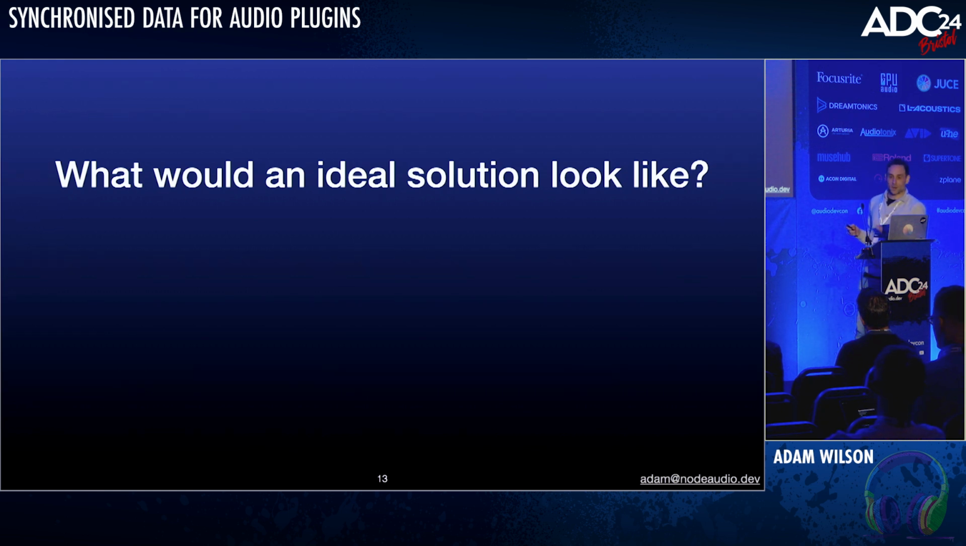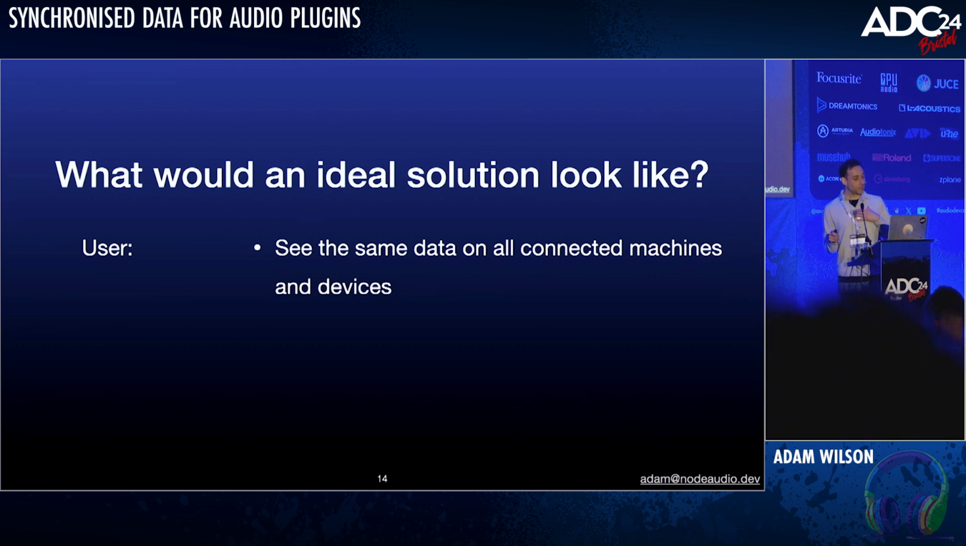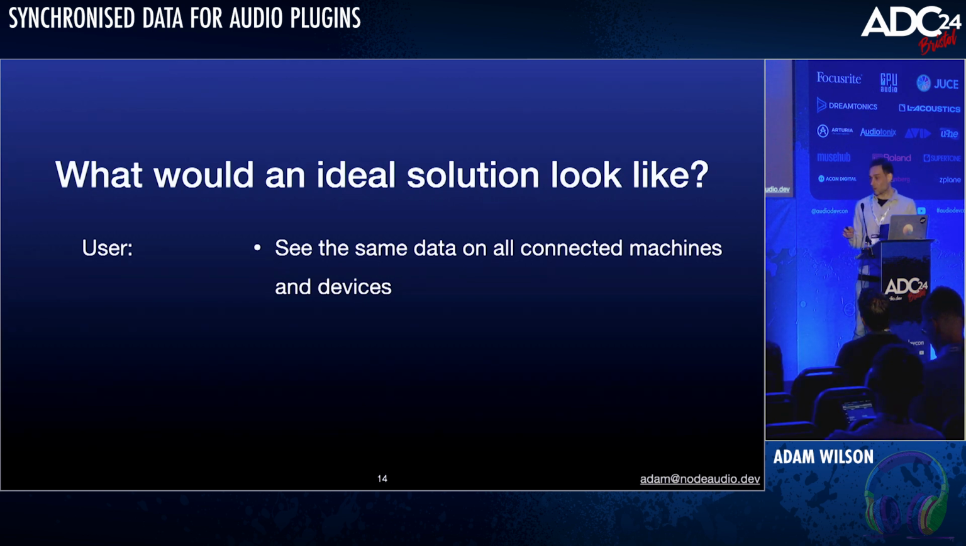So let's think about what an ideal solution might look like. And I'm going to start by thinking about it from the user's perspective. As a user, basically, I want to see the same stuff on all my machines, all my devices. So, I might have a desktop machine in my studio. I might have a laptop that I take out. I might have an iPad that I jam on sometimes, for example. I want to see the same stuff on each device whenever I log in, and maybe even on the web.